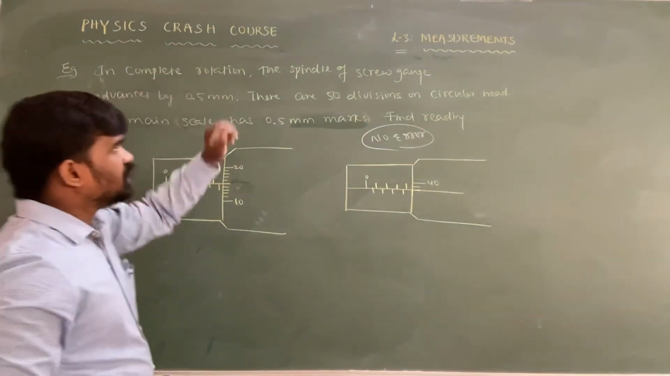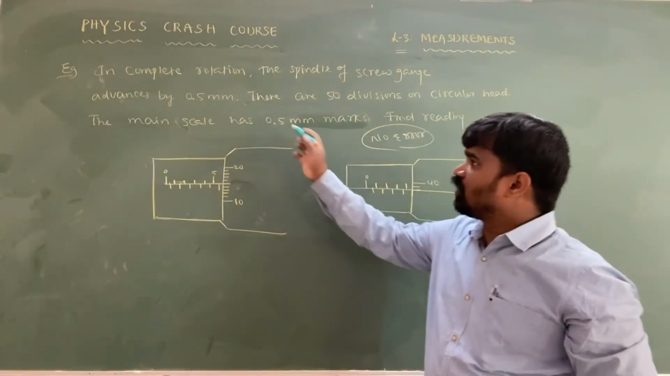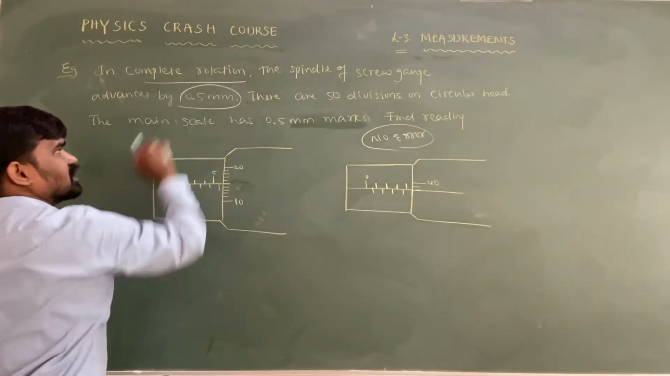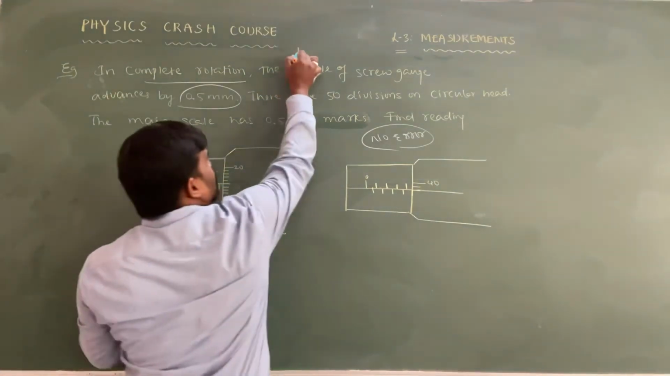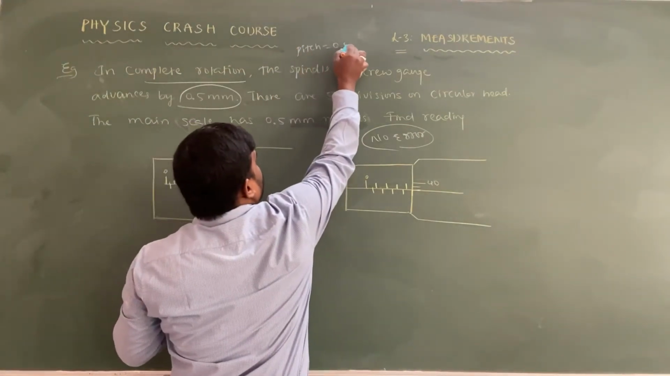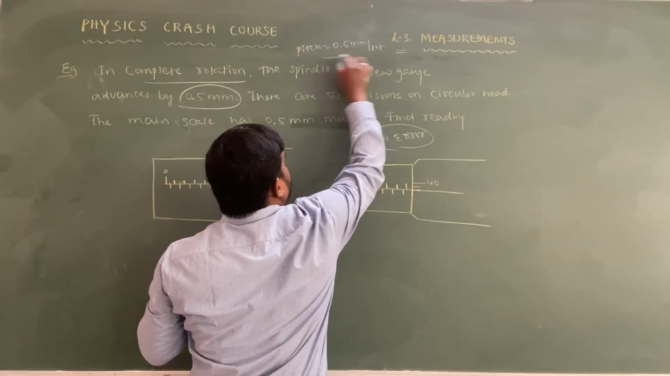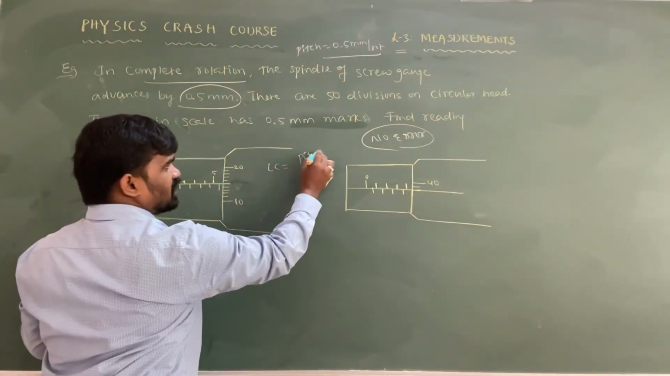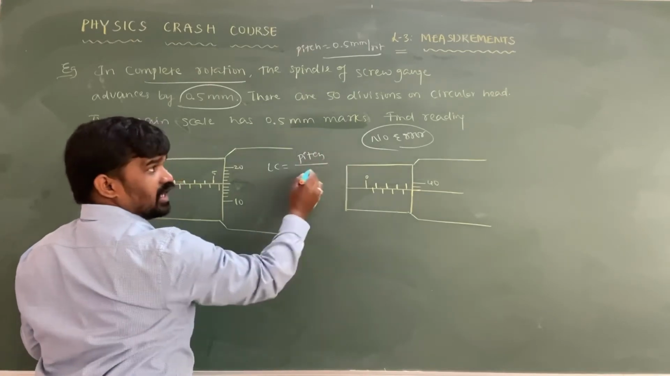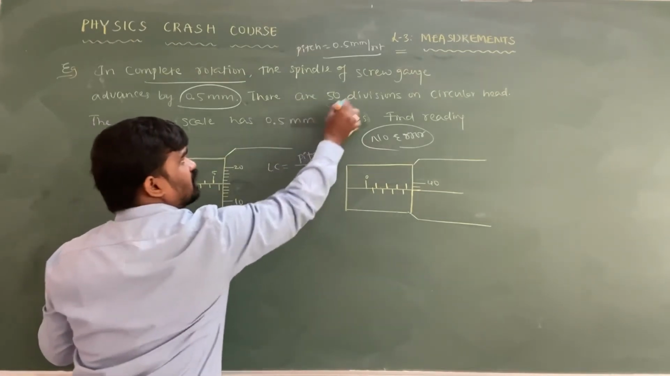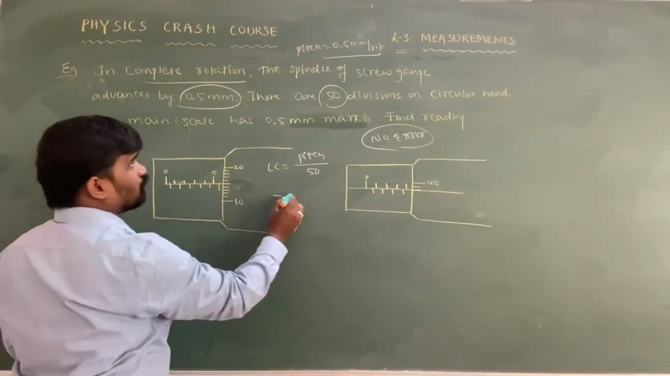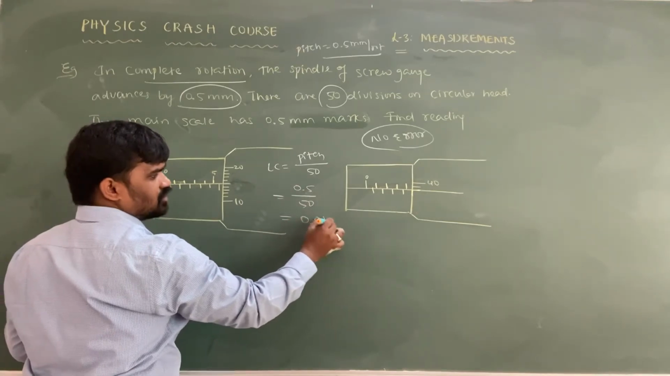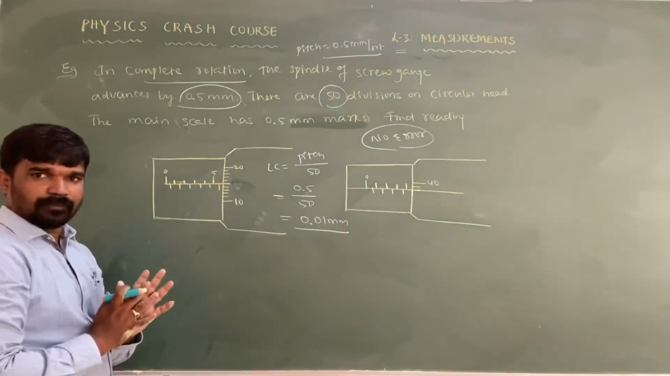In one complete rotation, the spindle of the screw gauge advances by 0.5 millimeter. So the pitch is 0.5 millimeter per rotation. What is the least count of the screw gauge then? Least count equals pitch divided by the number of circular head scale divisions. There are 50 divisions, so 0.5 by 50 equals 0.01 millimeter, the least count of the screw gauge.